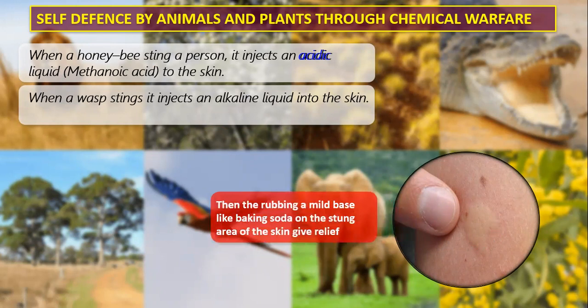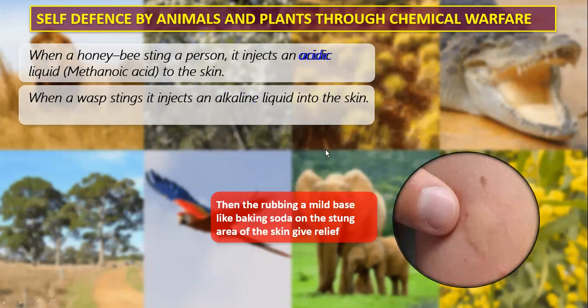Then rubbing a mild base like baking soda on the stung area of the skin gives relief. It means it has injected some acid into our body, so if you rub with a base, it gets neutralized. Baking soda is a base substance. Rub the base on this surface, and it will give some relief to your hand or skin.